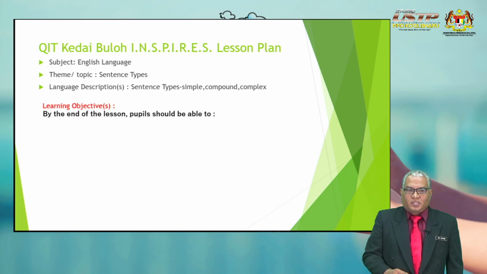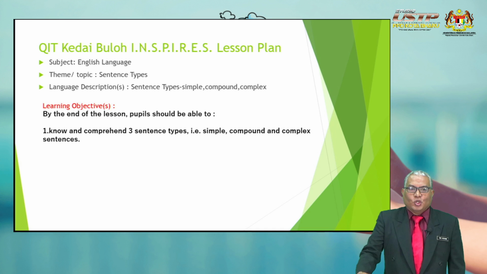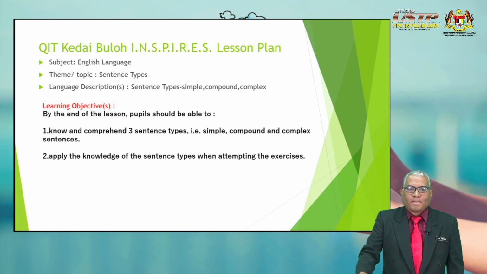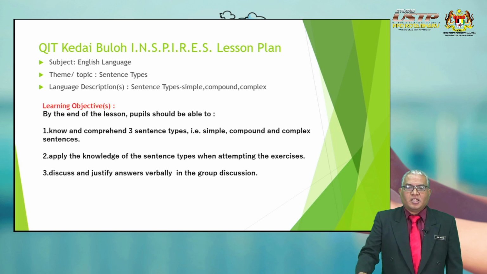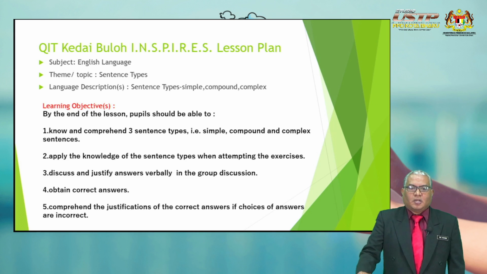Now, learning objectives. By the end of the lesson, pupils should be able to know and comprehend three sentence types, for example simple, compound, and complex sentences. Apply the knowledge of the sentence types when attempting the exercises. Discuss and justify answers verbally in the group discussion. Obtain correct answers. Comprehend the justification of the correct answers if choices of answers are incorrect.